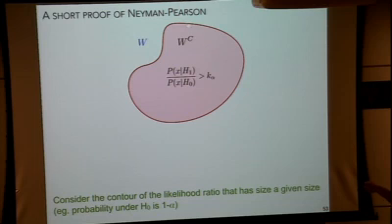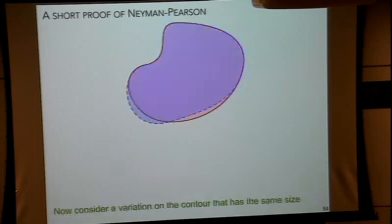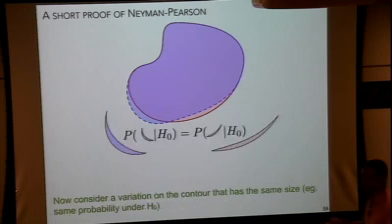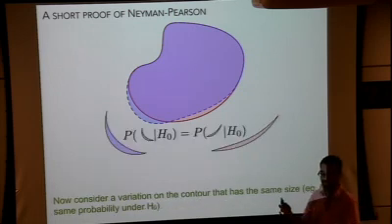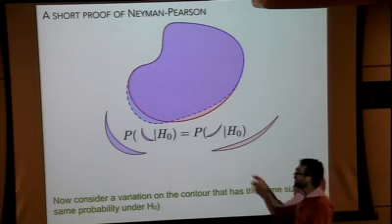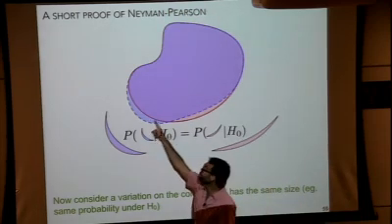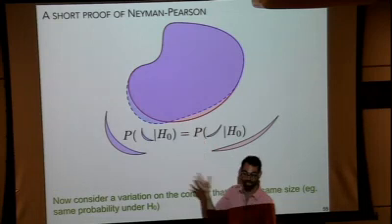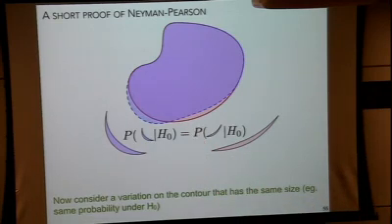Okay, so here is a contour of the likelihood ratio. We've adjusted the contour level so that it has the right rate of type 1 error. And now we're going to consider some variation about it. This variation also has to have the right rate of type 1 error. I can't consider any variation. I need the probability under the null here to equal the probability under the null there, or it doesn't have the right size. So that's the constraint that we need.